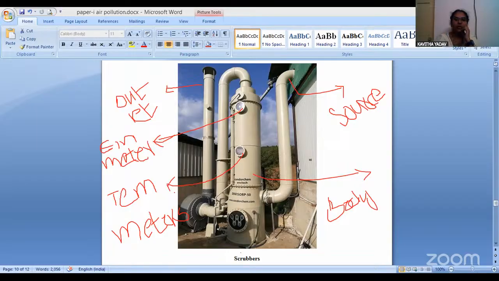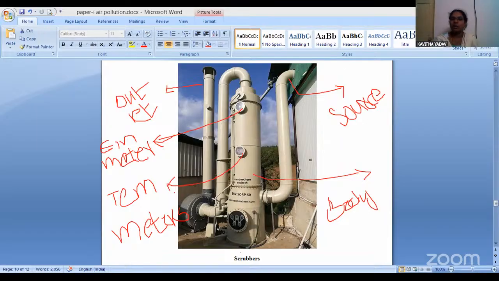Emission meters. These are the parts of the particular scrubbers. The first one is the outlet, the second one is the emission meter, the third one is the temperature meter. And the large one which is mentioned here, that is nothing but the body, and it is the source.